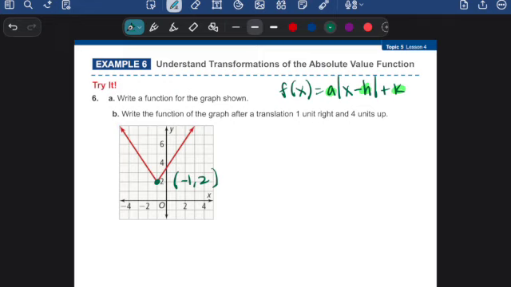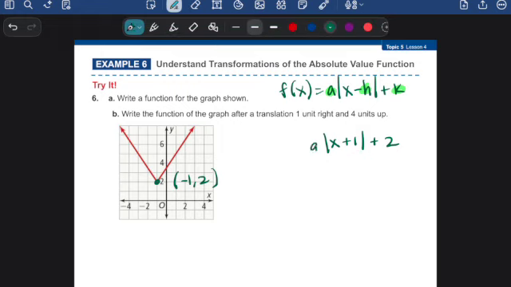Remember, we plug it into our formula. It's opposite of the input, so then it would be plus 1 inside the absolute value, and k would be positive 2. Double check. That means I moved to the left 1. Yes, I shifted my graph to the left 1 and up 2. So you can always check using your transformation rules.